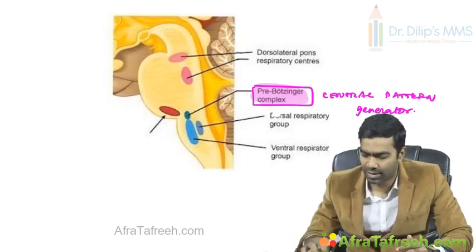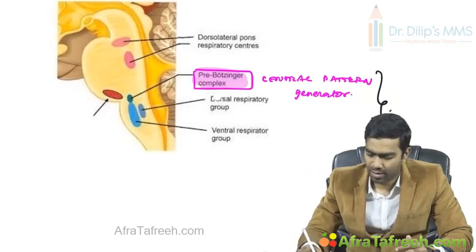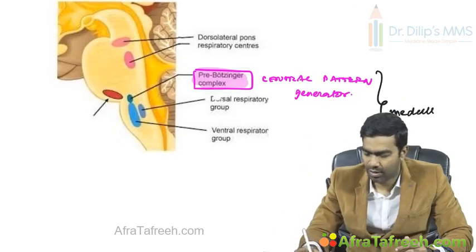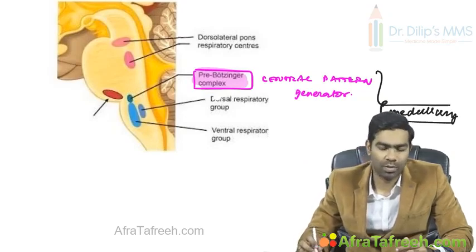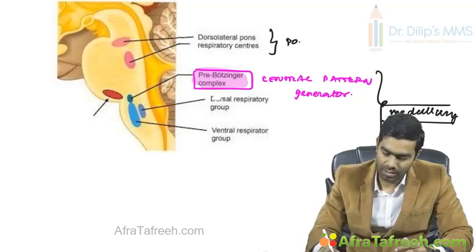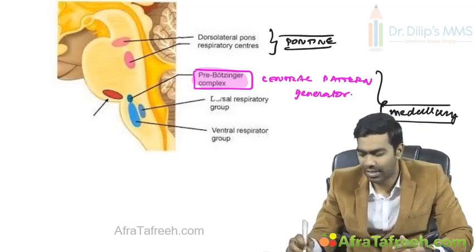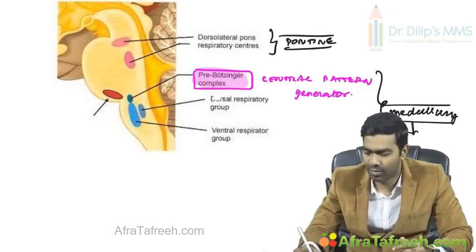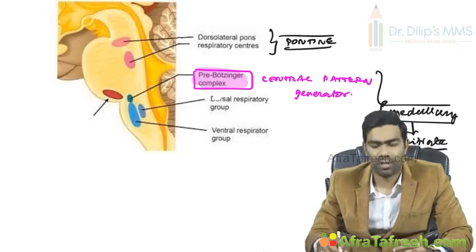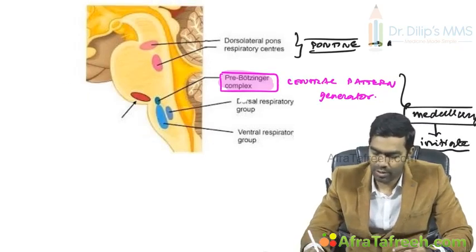So remember, these three centers are the medullary centers: your pre-Bötzinger complex, dorsal respiratory group, and the ventral respiratory group. These are the pontine centers. Remember, pontine centers only assist respiration, they fine-tune the respiration. They are not the ones that initiate the respiration, whereas the medullary centers are the ones that initiate the respiration. Clear? Pontine centers are just going to assist your respiration.